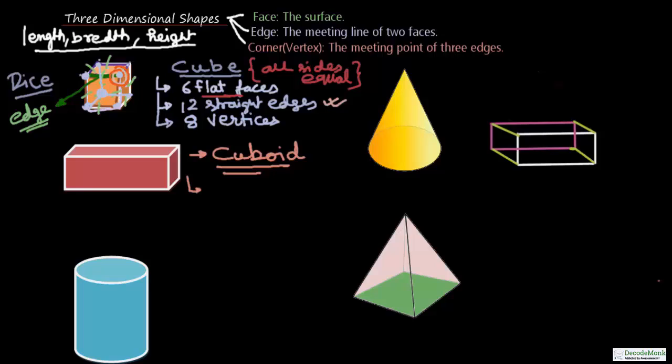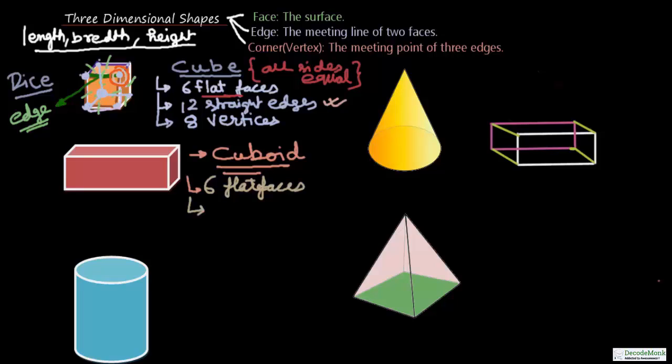Now you see that this cuboid is very similar to a cube as far as the number of flat faces, straight edges and vertices are concerned. So let us count the number of faces. 1 on the front, top 2, back 3, bottom 4, side 1 5, side 2 6. So there are 6 flat faces.